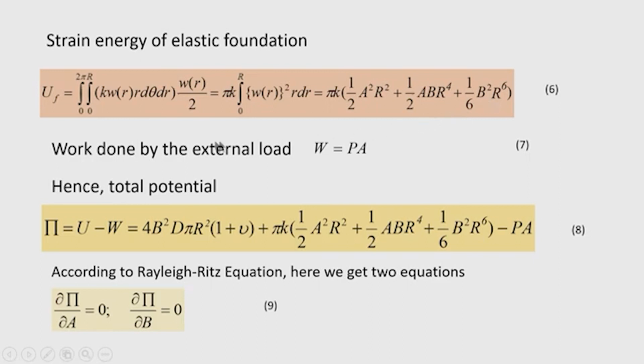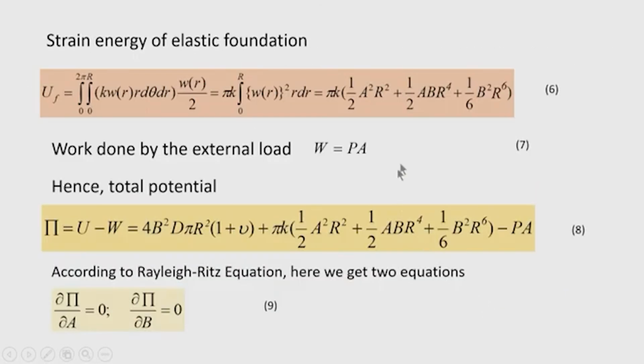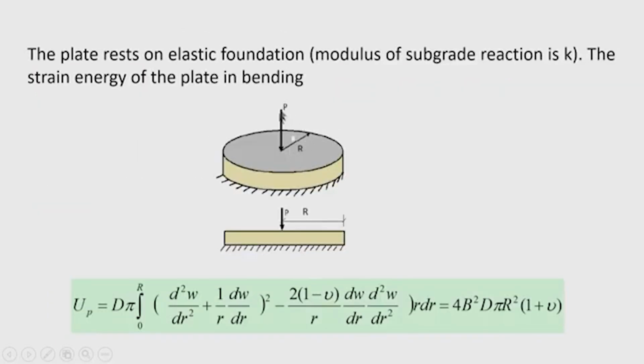Okay. So, that expression now has to be added to the strain energy of the plate. So, the strain energy of the plate is this. Next, we add the strain energy of the foundation to get the total strain energy of the plate and foundation. Now, we calculate the work done by the external load. You can see that the load is applied at the center.